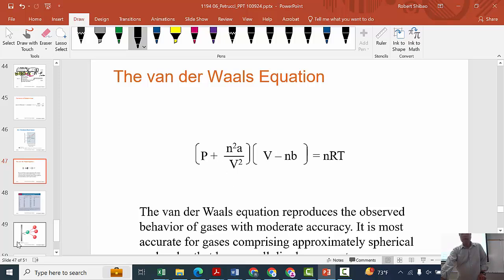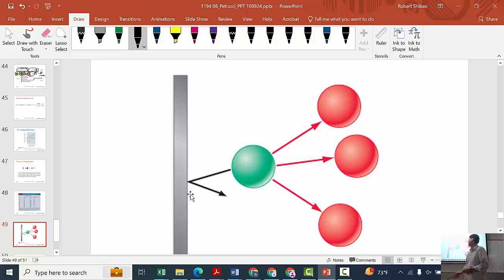A deals with the stickiness of the particles. If the particles are attracted to each other, they kind of stick. And so they're kind of sticky. And so if you have 3 particles over here and they're attracting this particle here, it's not going to collide with the wall as forcefully. And so these are just electrostatic attractions here, preventing the full collision with the wall. So the stickier the particles are, the lower the pressure.